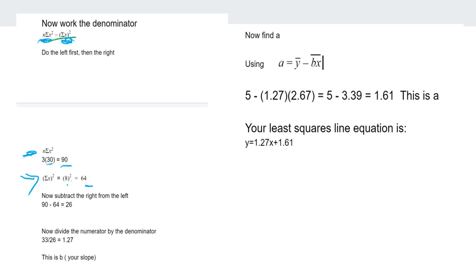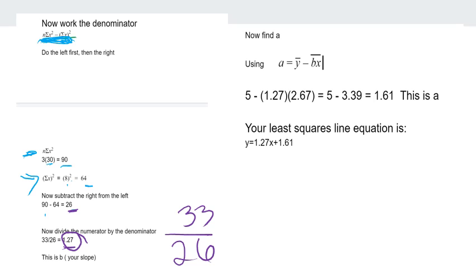Then all we have to do for the denominator is subtract the two parts. Remember, we were subtracting the two parts. So we get 90 minus 64, and that gives us 26. Now that we have both parts, we can put them together. Remember, 33 was our numerator, and our denominator here is 26. So go ahead and divide, which is going to give us 1.27. This is your slope, or your b, if you will.